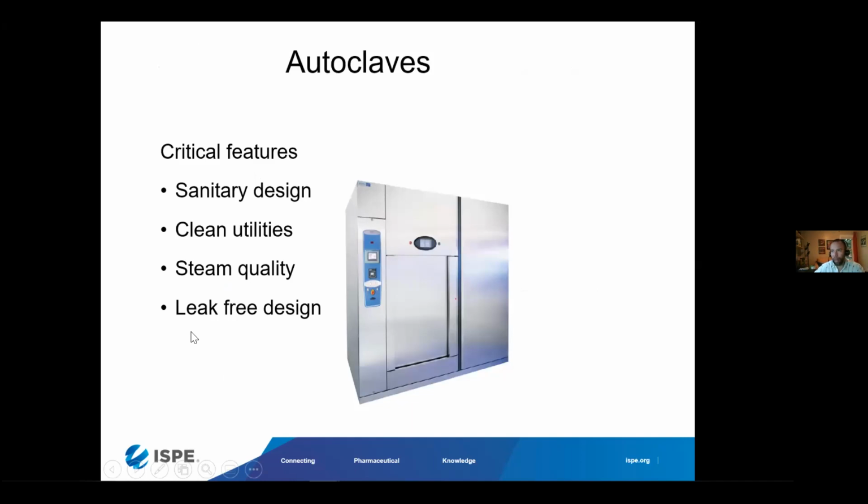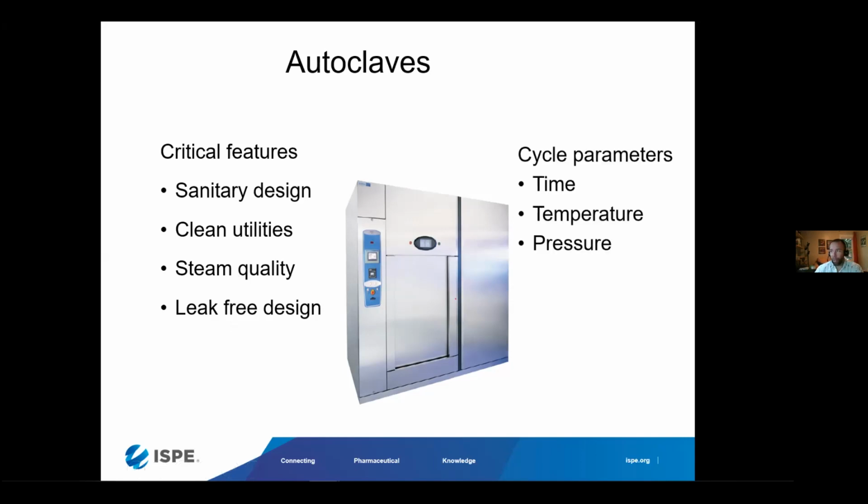Critical features, again, high level of the autoclave. Sanitary design, we're using clean utilities, whether it's the clean steam or pharmaceutical grade air that's been filtered. Also, the steam quality, as I mentioned, should be monitored by quality assurance for presence of non-condensable gases, impurities, also for the saturation point. Remember, saturated steam has the highest capacity for microbial kill. That's where you have a balance between the temperature and the pressure. And then finally, to ensure that we don't have any air entered into the system, we need a leak-free design.